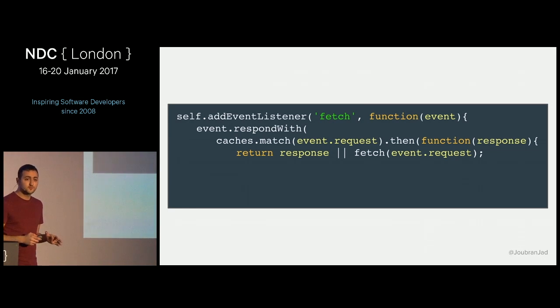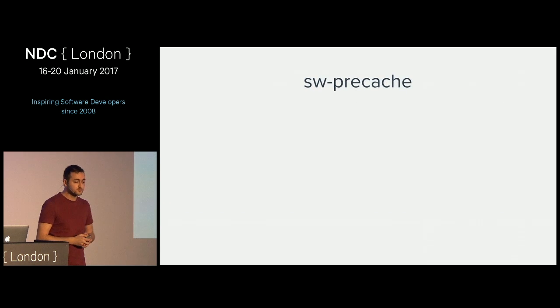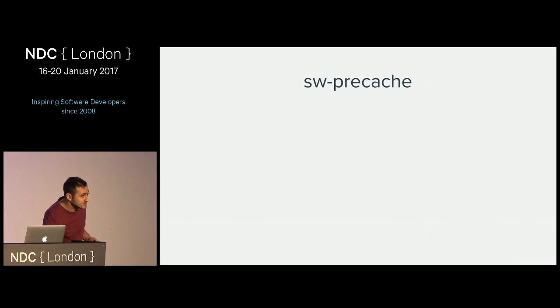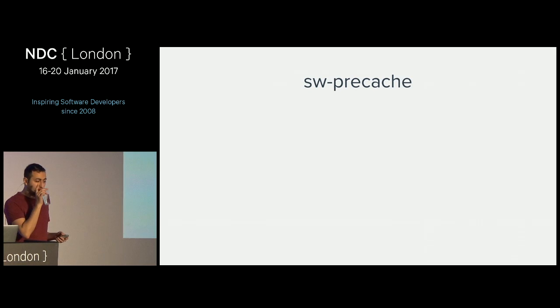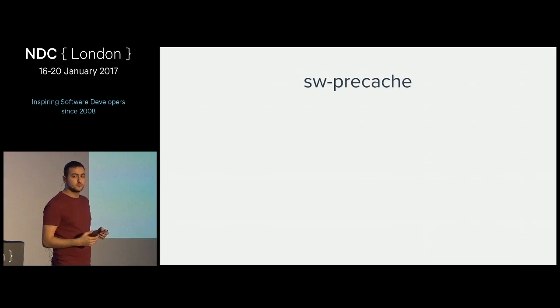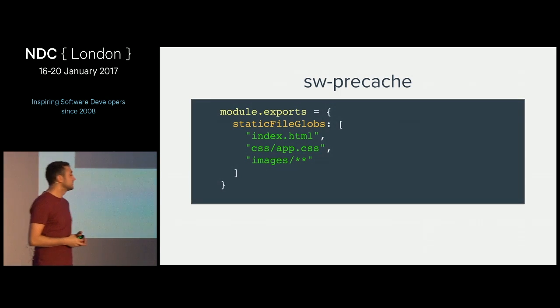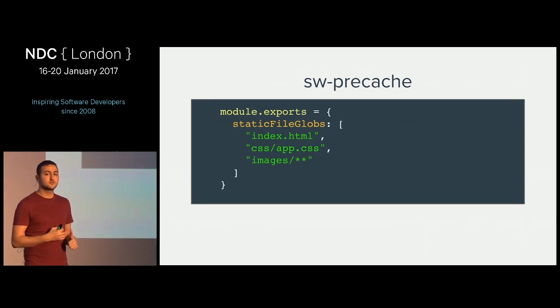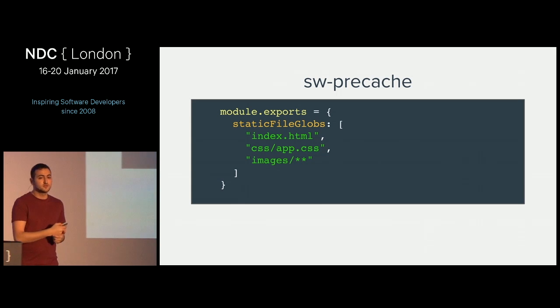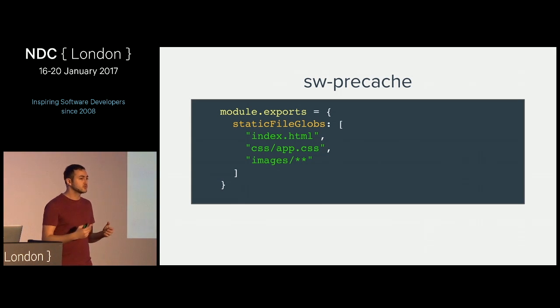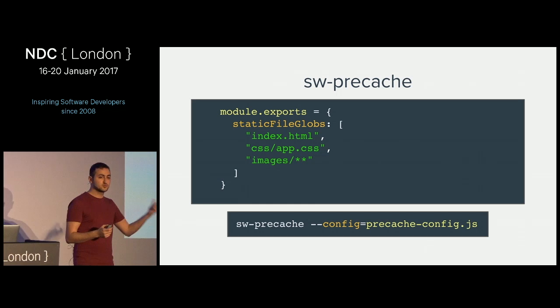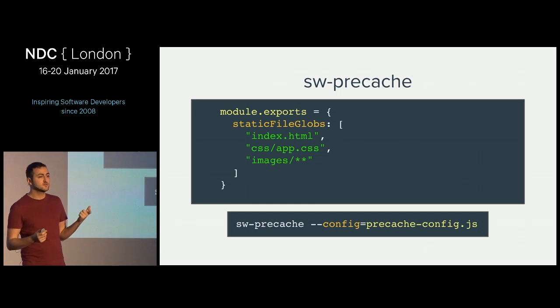So what I recommend is to use SW precache. And SW precache is a node module by the Google Chrome team. And it generates service worker code for you, right from a configuration file. So you define which files are considered as static files that you want to cache. So you can pass index.html, app.css. You can even pass a wildcard here to say all the images inside the images folder. And then you just run SW precache, which is the binary, pass in the configuration file, and it will generate the service worker code for you.